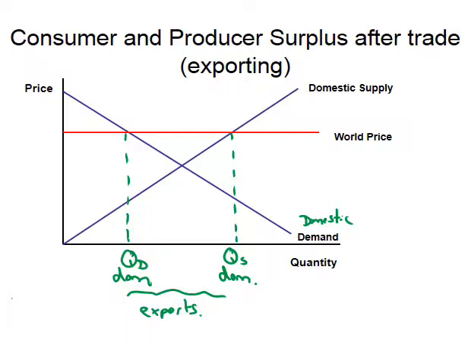So let's look first at the consumer surplus. Because the price has now increased from the equilibrium, because we have now allowed trade, that consumer surplus has shrunk by quite a bit. If we look at the producer surplus, because they're receiving a much higher price now, they're receiving PW rather than the equilibrium, the producer surplus is all of this area.